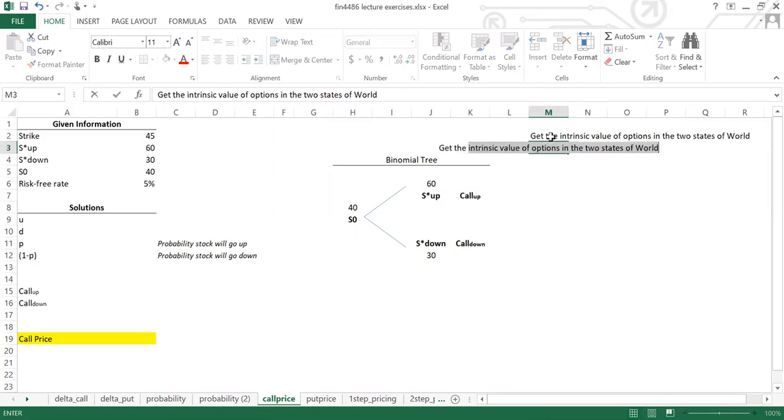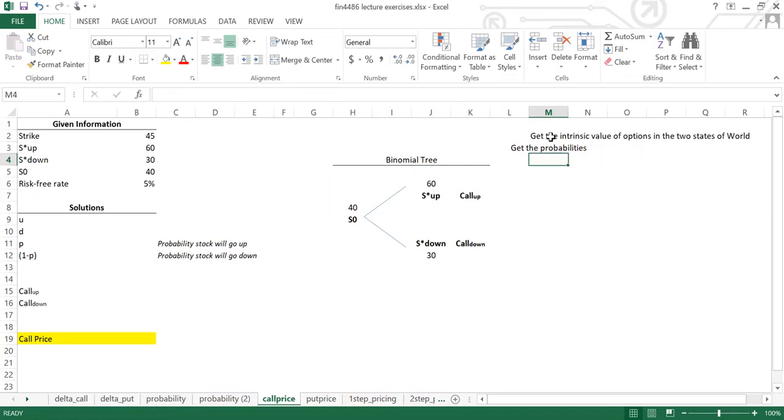Second, get the probabilities. We already saw in the previous video how we can get these probabilities of the stock moving up or the stock moving down. Once you have the probabilities, we will get the expected value of the call option in period t plus 1, because it can be 1 year from now, or 3 months from now, depending on how the problem or the question is set up.